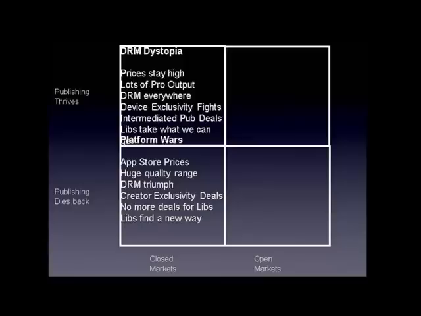So let's look at this. If publishing dies back but closed markets triumph, that's when the text got a little bumped up. Platform wars is what you might call that. You'll see app store prices, because in the absence of a Times Square publishing industry, the 99-cent bit of e-content is going to flourish, because that's a very attractive price point, and those who can set their price point to 99 cents are finding that they're making more money and not less.